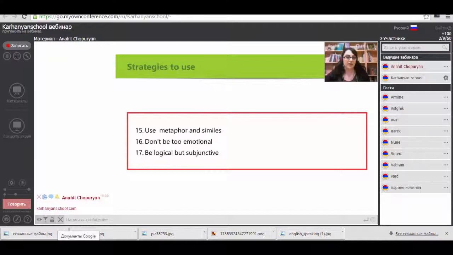Okay? Don't be too emotional. Of course, you can touch your listener with some touching information, but don't be too emotional. This doesn't sound good to the one who is listening to you, okay? And about the example, be logical but subjective. Subjective means bringing examples from your own experience, not objective examples, but subjective examples from your own experience, what you have experienced. Just try to express your thoughts, okay?